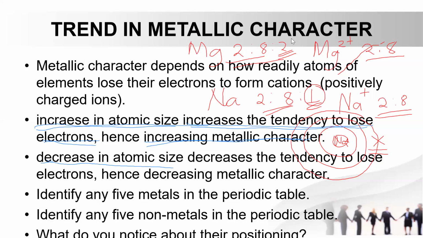If we have the decrease in atomic size, that means the tendency to lose these electrons decreases, hence decreasing the metallic what? Character. So those are some of the important things that you need to have at the back of your mind.